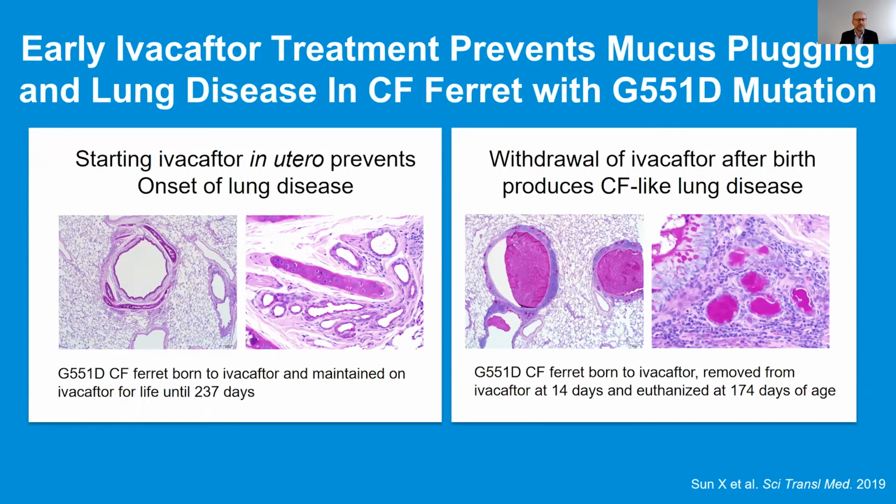Second, I think a really fascinating study from John Engelhardt's group in the G551D CF ferret, showing that a very early start of ivacaftor treatment, in this case in utero, can actually prevent the onset of mucus plugging both in the conducting airways as well as submucosal glands completely, whereas withdrawal of ivacaftor after birth then again results in the formation of these CF-like mucus plugs, which I think is really supporting and fascinating data on the histopathology level.